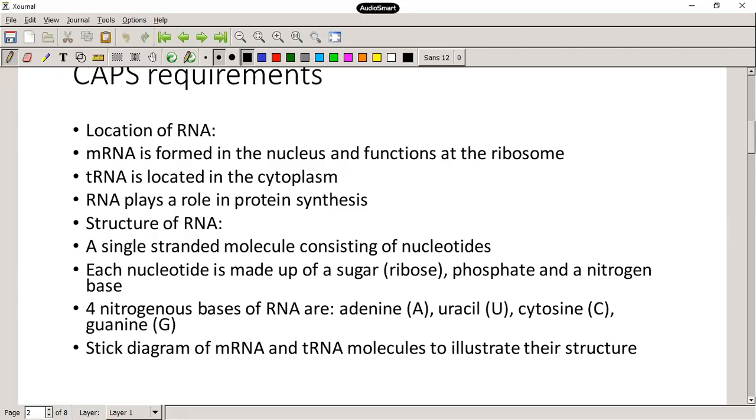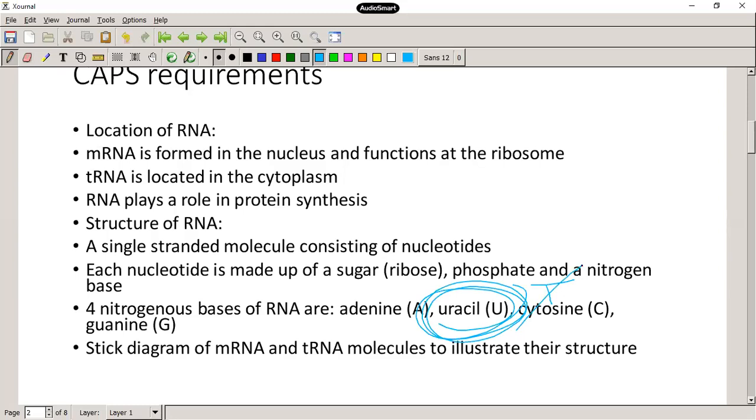We need to know about the basic structure of RNA. We need to know that it's a single strand instead of a double strand like DNA. It also consists of nucleotides, which is the same thing that DNA consists of, but the nucleotides are a bit different. Each nucleotide is made of a ribose sugar instead of a deoxyribose sugar, then a phosphate and a nitrogen base. When we take a look at the nitrogenous bases, we've got adenine, cytosine, guanine, but instead of thymine, we've now got uracil. So thymine, you're out. Uracil, you're in.